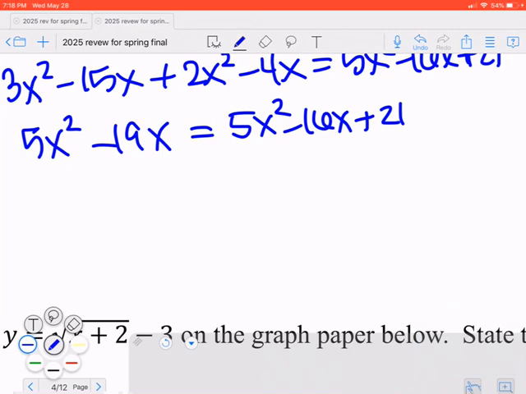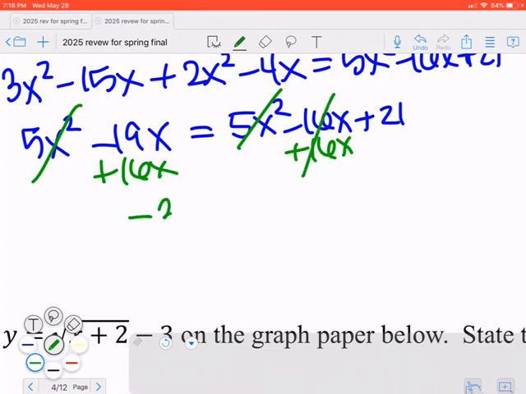And minus 5x squared on both sides. And now I'm going to add 16x to both sides. That's a negative 3x equals 21. So x is negative 7.